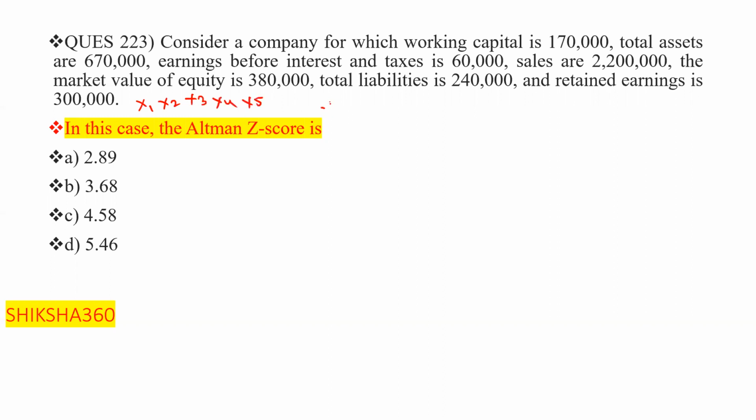So what is the value of x1? X1, we know, is net working capital upon total asset. Clear? Net working capital 1,70,000 upon total asset 6,70,000. So 17 by 67. And for that, x1's multiplier factor is 1.2. So multiply 1.2 into 17 upon 67.